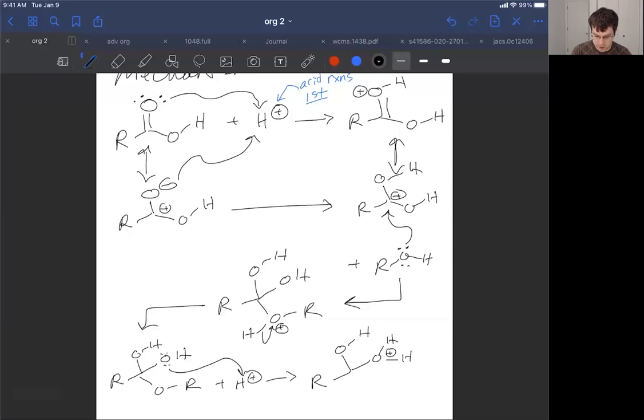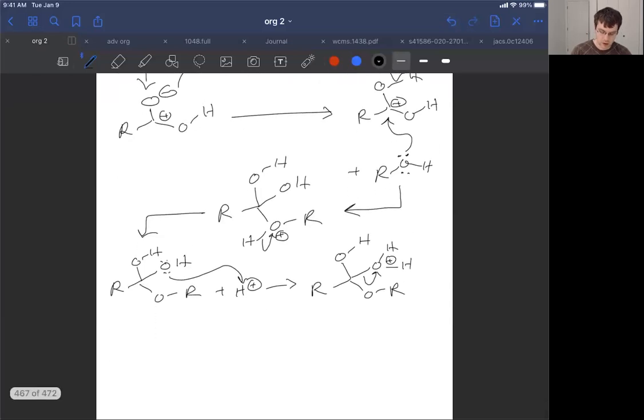Now you have a few options here. You could lose that water to get to a positive charge that's between two oxygens. That's a highly stabilized positive charge, because we could draw a resonance. We could draw a resonance from either of the lone pair oxygens.